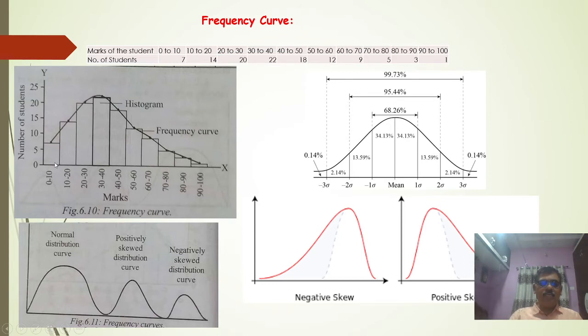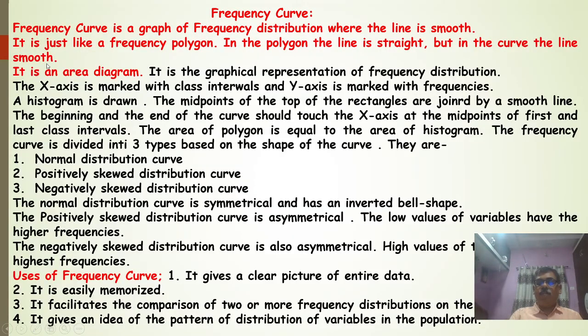Here are the class intervals 10 to 20, 20 to 30, and on the vertical or y-axis we are presenting the frequencies. A histogram is drawn. The midpoints at the top of the rectangles are joined by a smooth line. The beginning and the end of the curve should touch the x-axis at the midpoints of the first and last class interval. The area of the polygon is equal to the area of the histogram.